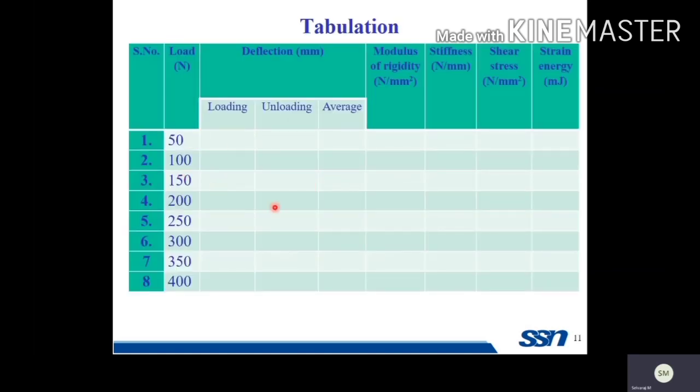Then there is a tabulation. In the tabulation, while applying the load, you take the deflection of the spring. Similarly, while removing the load, you also take the deflection of the spring. You take the average of these two. Using these values, the load and the average spring deflection, you can find the modulus of rigidity, stiffness, shear stress, and strain energy stored. All these 4 values can be calculated.